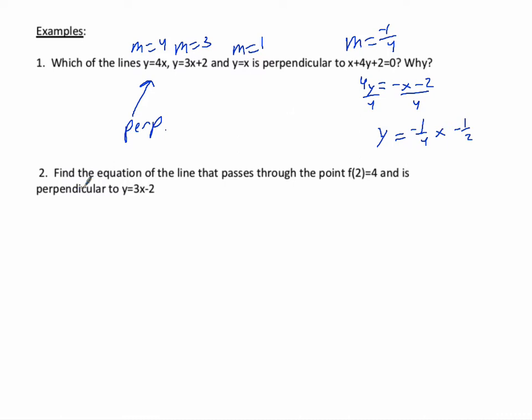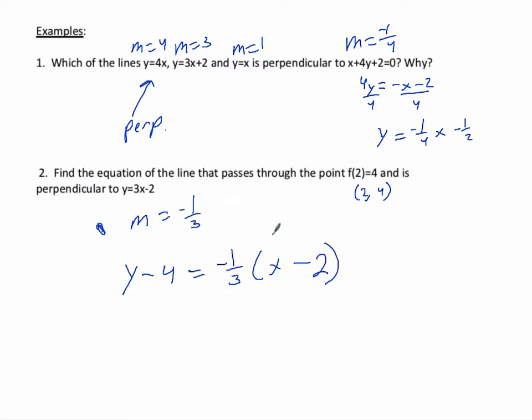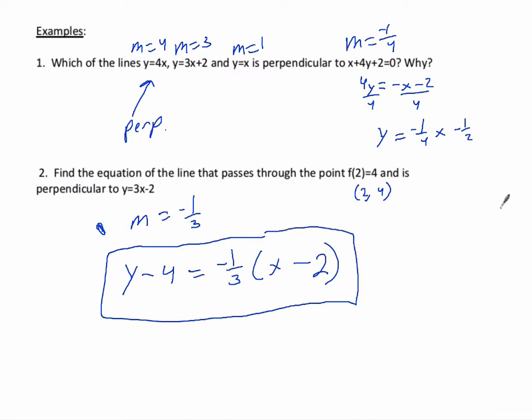Okay. So find the equation of a line that passes through this point. That means the x value is 2, the y value is 4, and it's perpendicular to this one. So if it's perpendicular, it has a slope of -1/3, and we can actually just use point slope form and do y minus 4 equals 1/3 times x minus 2. And we can leave it like that unless the question asks you for slope-intercept form. We can actually just leave your equation in that form.